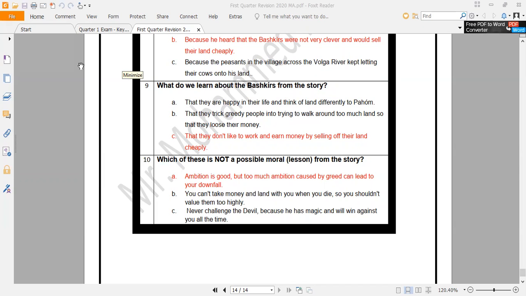By the end of the story, we know that the Bashkirs don't actually like to sell their land cheaply. That was just a lesson by the devil who was pretending to be the Bashkirs' chief.